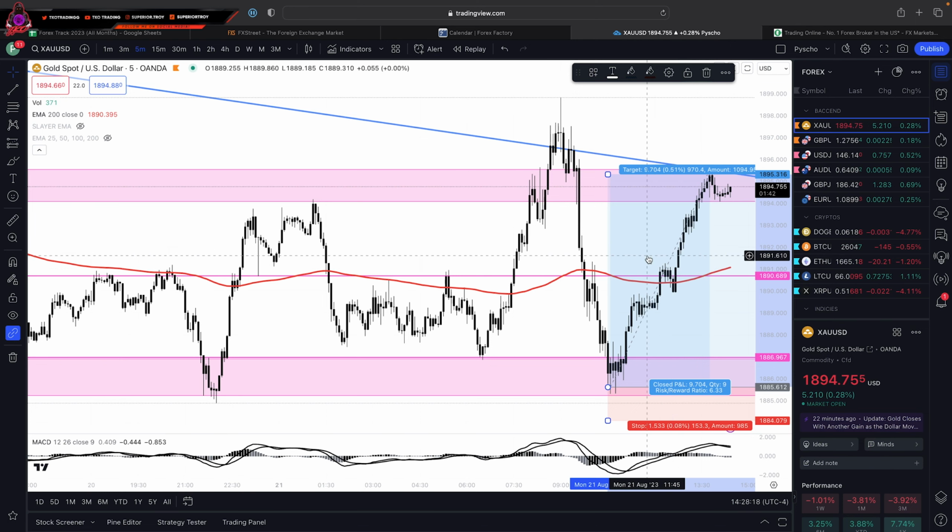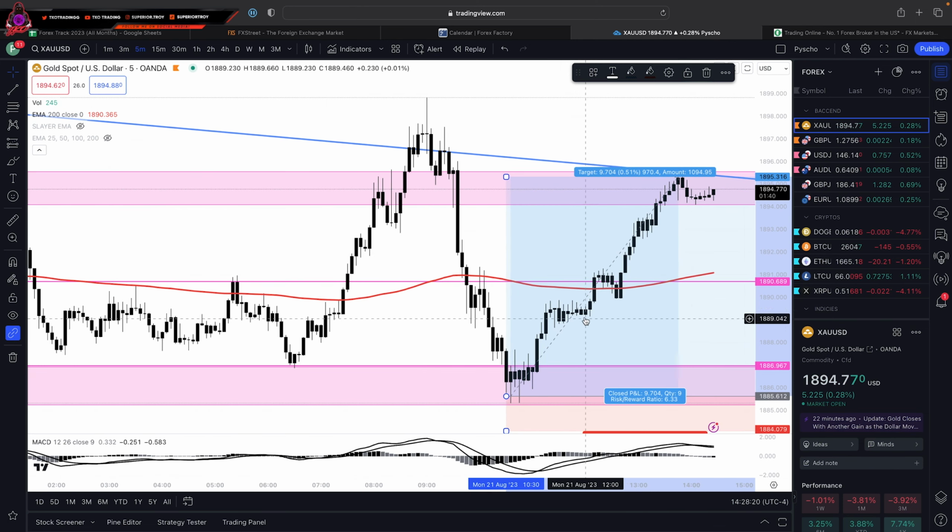So that's basically it. Talking about this trade again, I very well could have taken half profit right here and then set stop loss to entry, and then just see what happens from there. Definitely could have done that, but like I said, I was done for the day. I didn't really need any more.